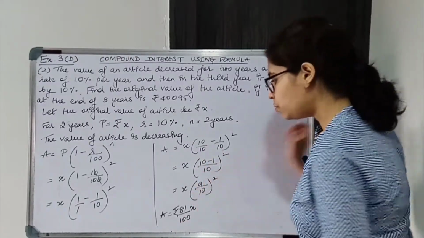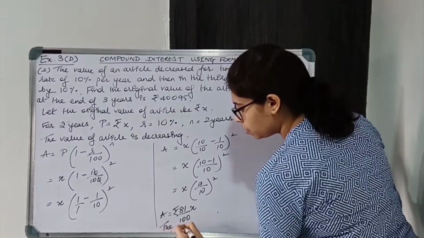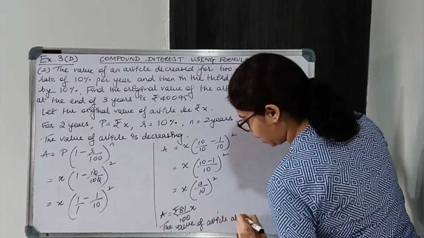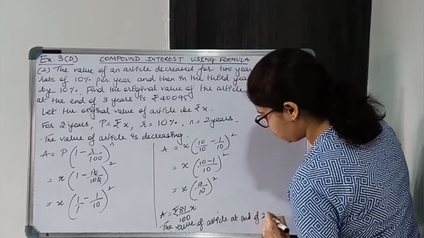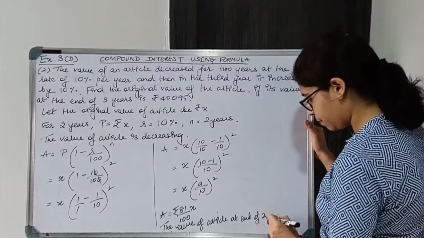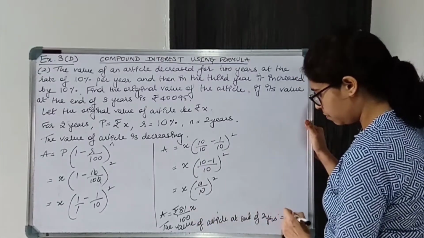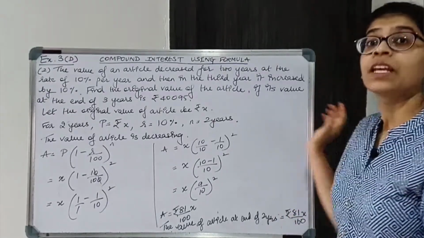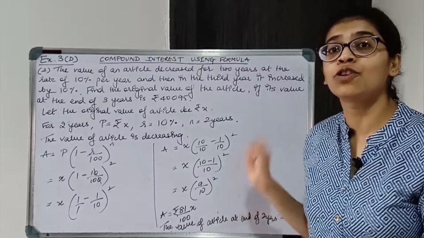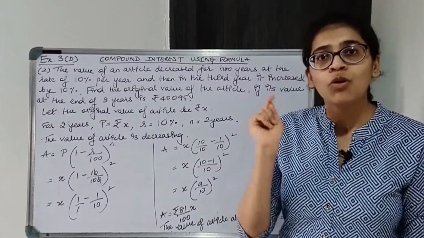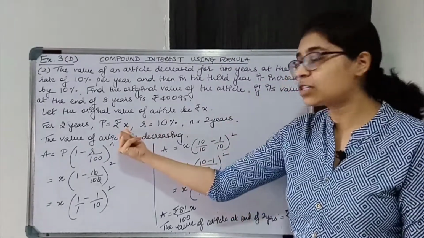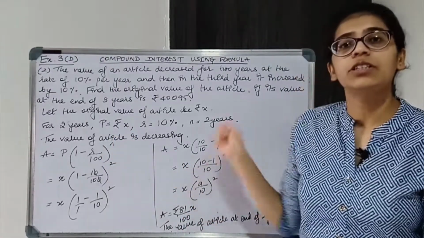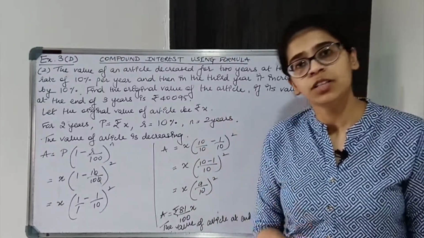So just write down the value of the article at end of 2 years or after 2 years is equal to 81x upon 100 rupees. Now this becomes the principal for the third year. No longer its value is X rupees, its value has become this. So this will be the principal for the third year. So let us find the amount in third year.